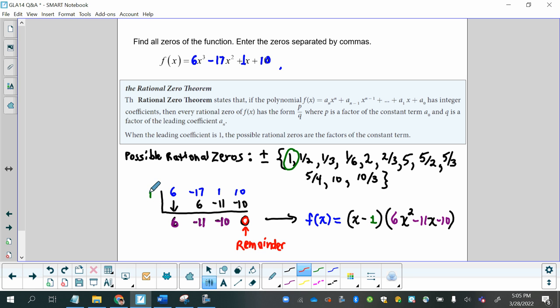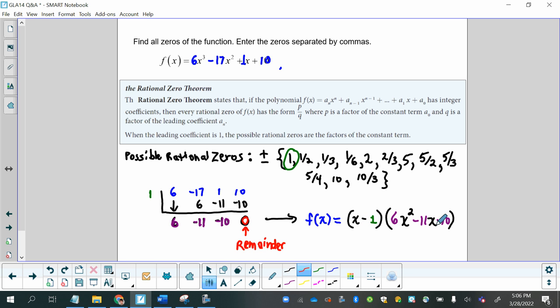Well, now that I know that one is a zero of the function, that means that the factor x minus one is a factor of the polynomial. So now I was able to take that and write it as a factor, and then take the numbers at the bottom row of your synthetic division, ignoring the remainder. Those are the coefficients of a new polynomial that is a factor of your original polynomial. So you take the 6 and put it as the coefficient of x squared. Why x squared? Because this resulting polynomial will always be 1 degree less than your original. So we started out with a 3 degree, and now our factor here has 1 degree less because we factored out a degree with x minus one quantity.